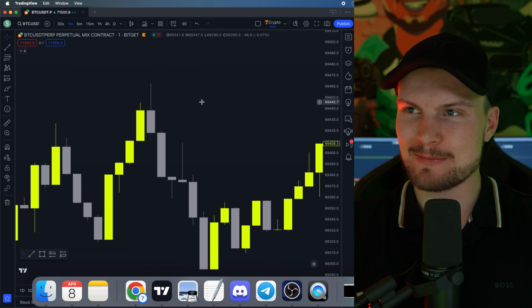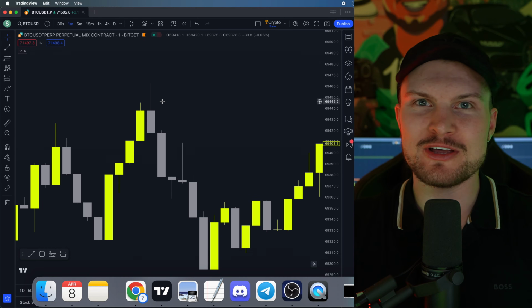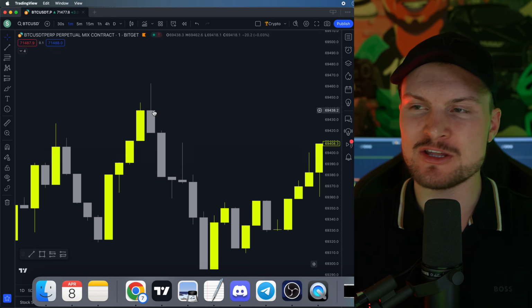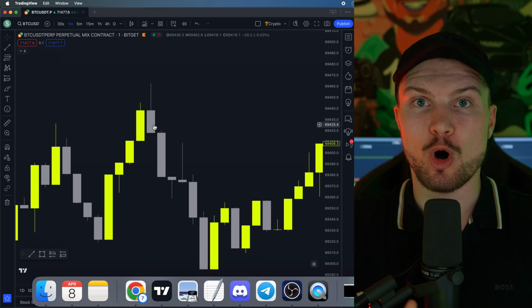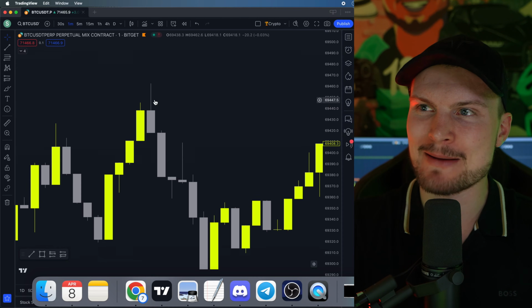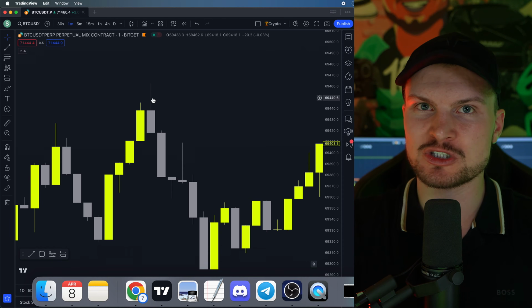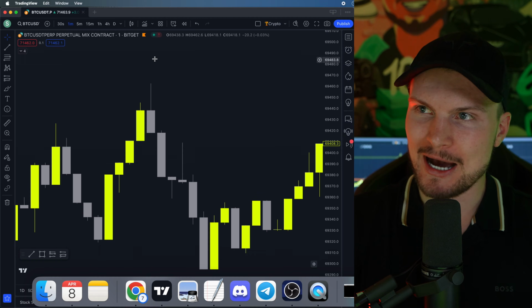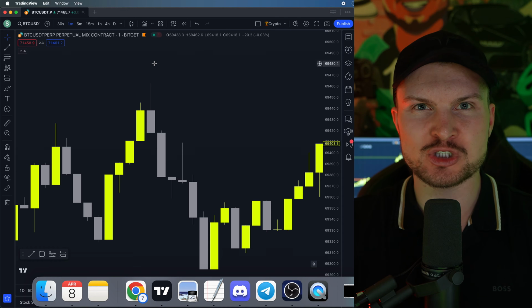Here we have another example of a shooting star. However, this one is not as strong because the body is quite large. So ideally the body should be a bit smaller. Also very important, if the top wick was very small, like for example only half the size, this also will be very weak. Ideally, you have a very long wick up here because the longer the wick, the stronger the rejection.